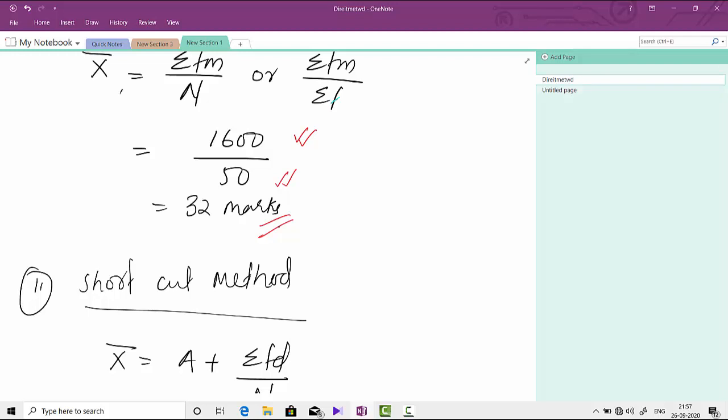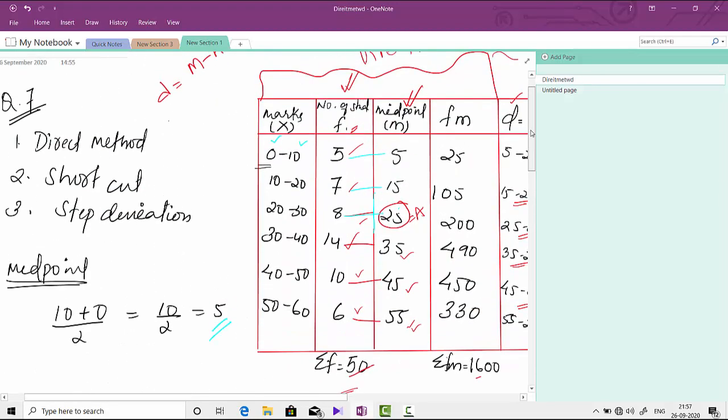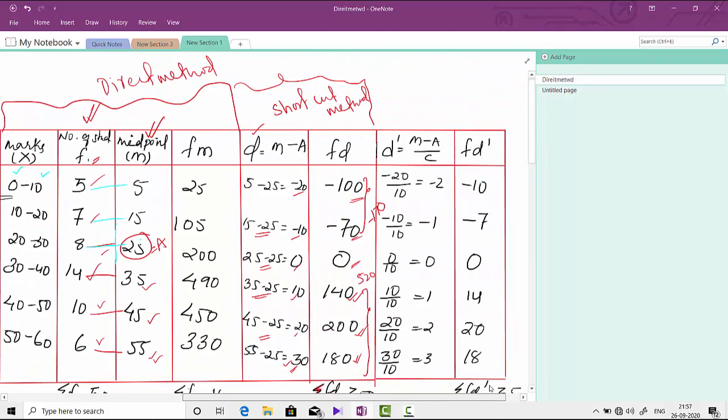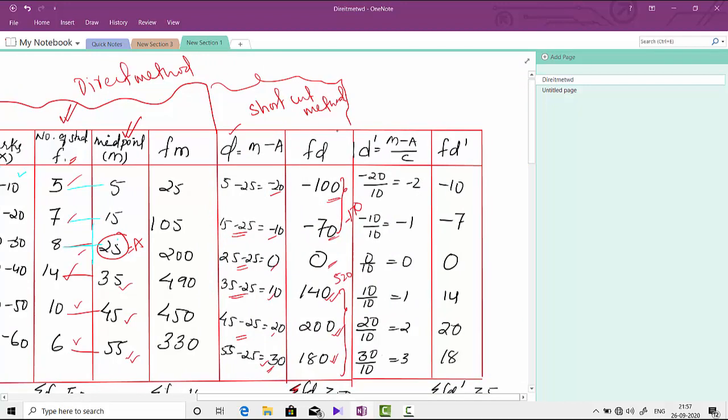Now let's do the final method, the step deviation method. Don't get confused with it, all right? I'm going to show everything now. So these two columns again are for the step deviation method.